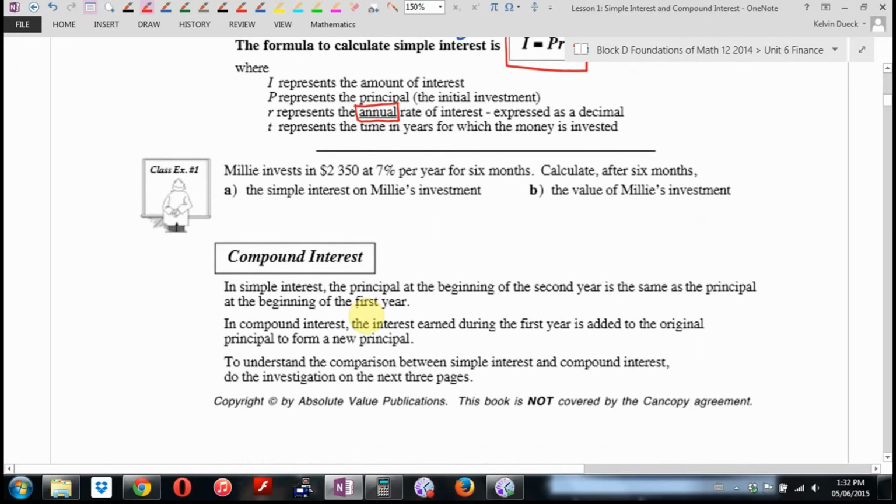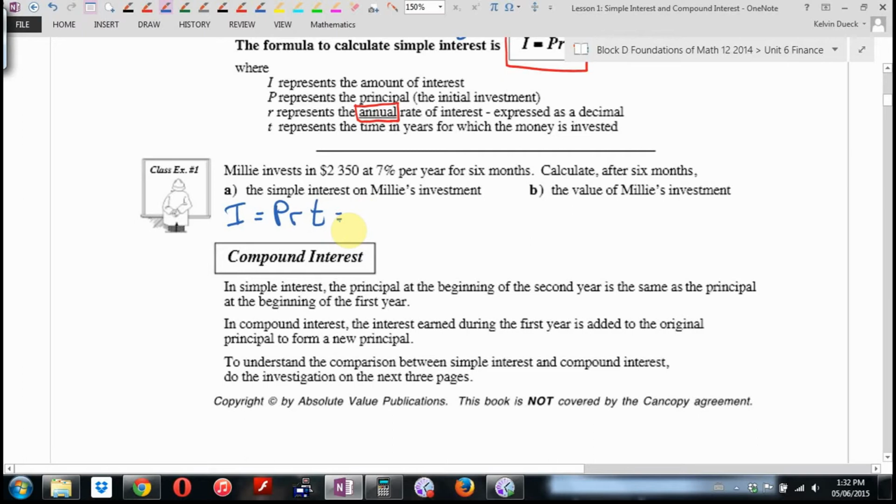Millie invests $2,350 at 7% for 6 months. Calculate after 6 months the simple interest. It's going to be like this. I equals PRT. I equals PRT, where P is the principal.